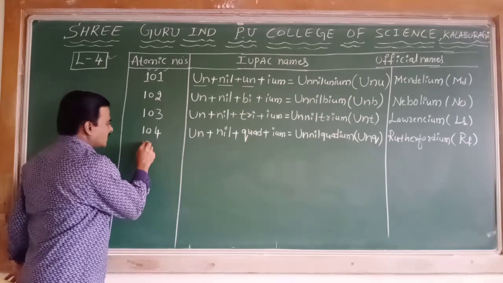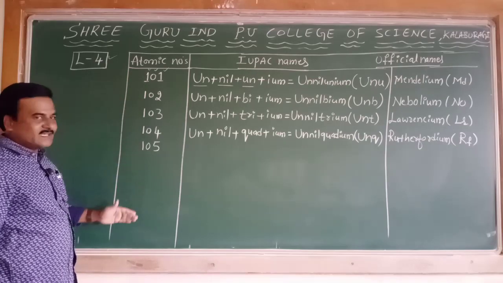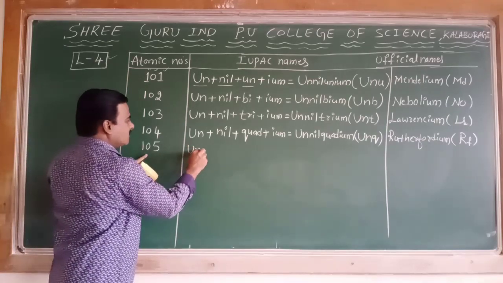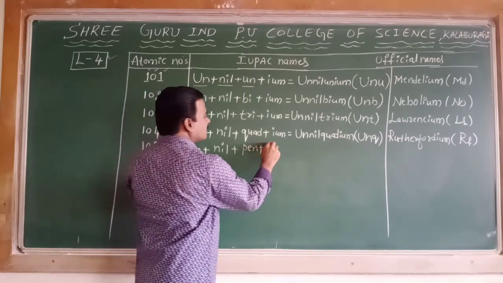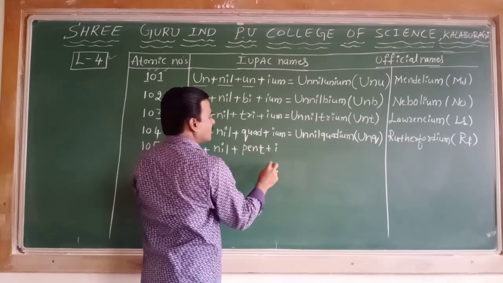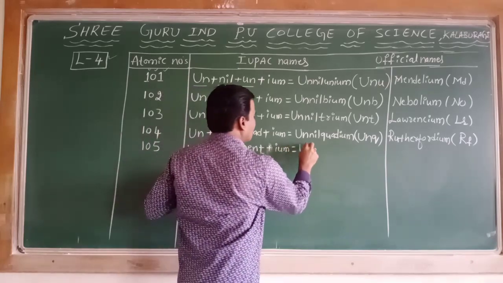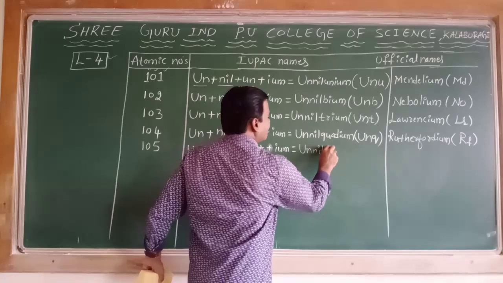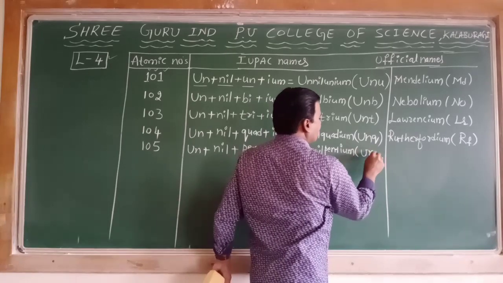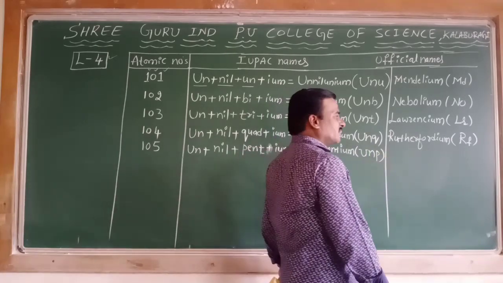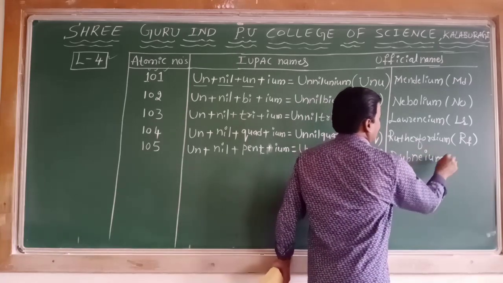Next, the element with atomic number 105; we shall collect up to 118. Quickly, let us glance. Un plus nil plus pent plus ium. This is unnilpentium, symbol Unp. And the official name is dubnium, symbol Db.